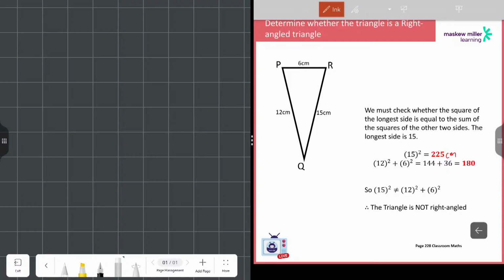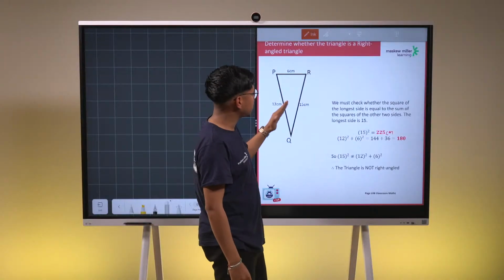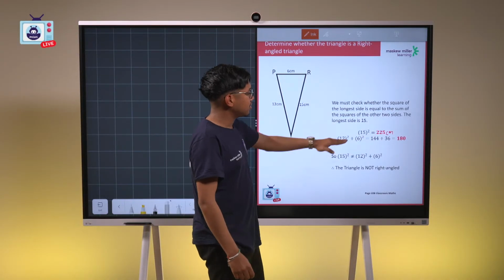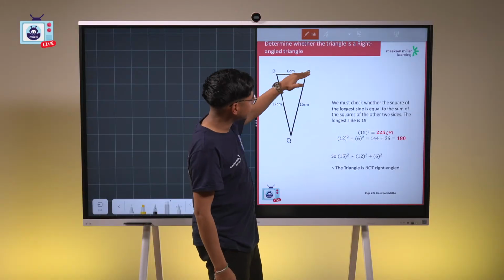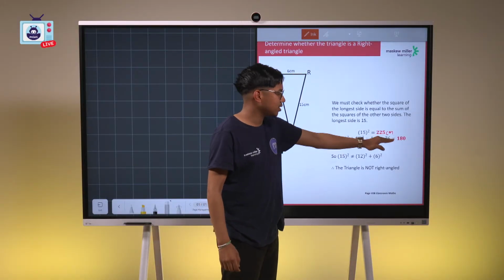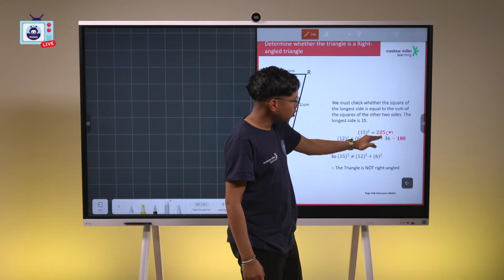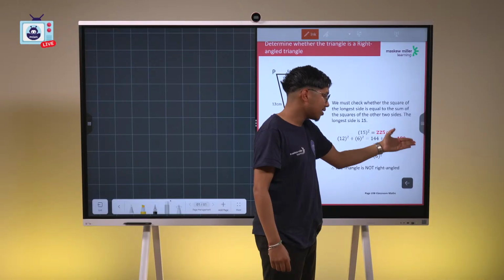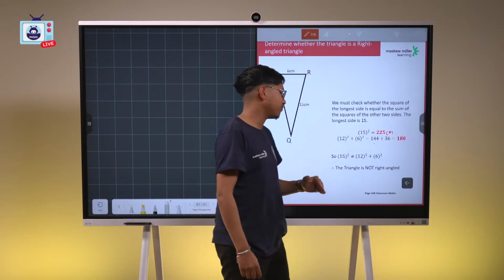Now, what's my next step? I need to square the other two sides, the two shorter sides, and then see whether I get 225 if I add them together. So if I square the one short side, which is 12, so 12 squared is 144, plus the other short side is 6. If I square 6, I get 36, and 144 plus 36 is 180. Now obviously, 180 is not the same as 225.